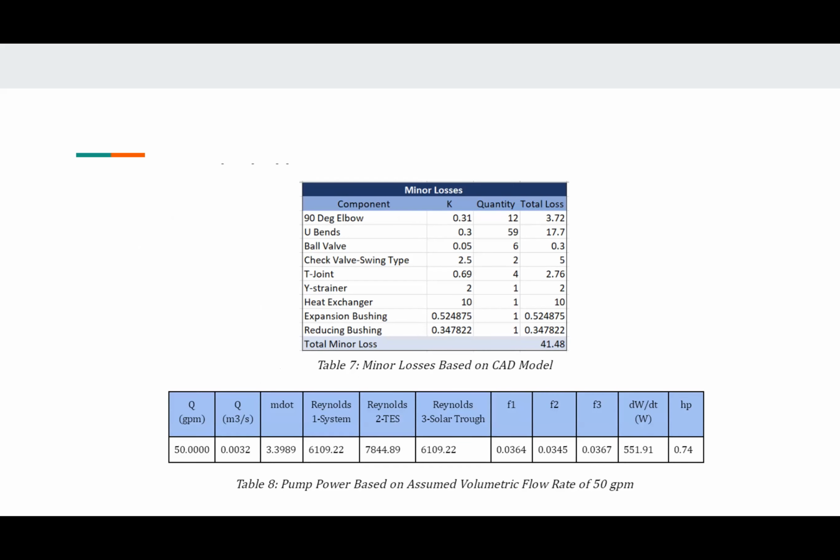So here, table 7 lists out all the minor losses based on the CAD model shown earlier. We have all the components listed out, and the total minor losses come out to 41.48. And now on the bottom, table 8, we have pump power calculations based on 50 gallons per minute. At 50 gallons per minute, we have a pump power of 551 watts, or otherwise 0.74 horsepower.